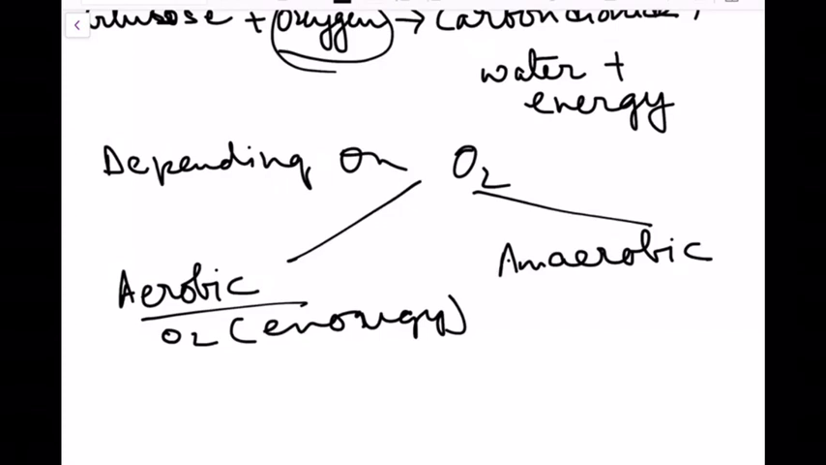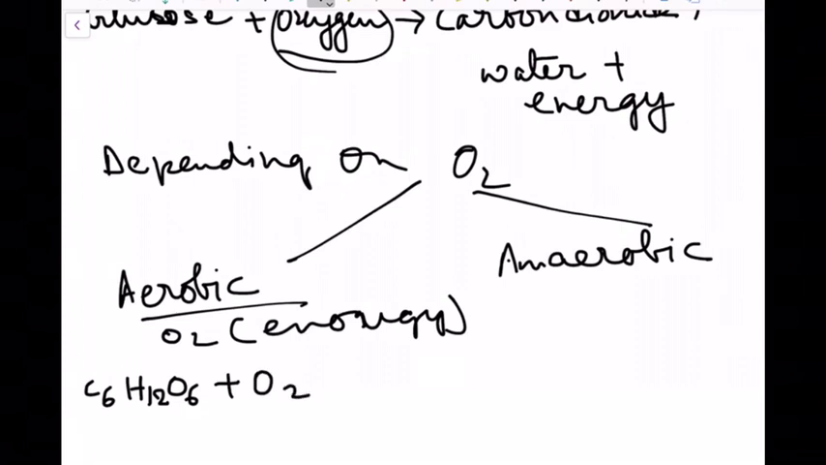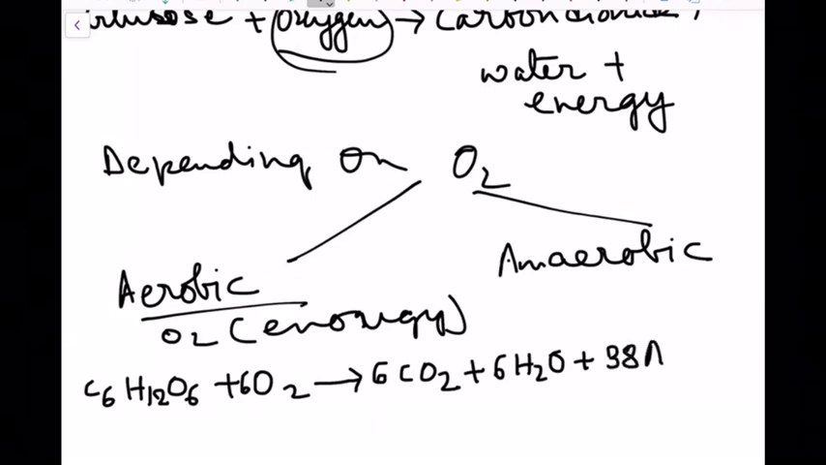Glucose, that is C6H12O6, is acted upon by 6 molecules of oxygen, to give out 6 molecules of carbon dioxide plus 6 molecules of water plus 38 molecules of ATP. So what is this 38 molecules of ATP? It is energy.